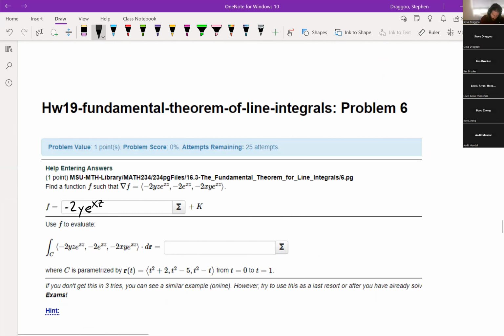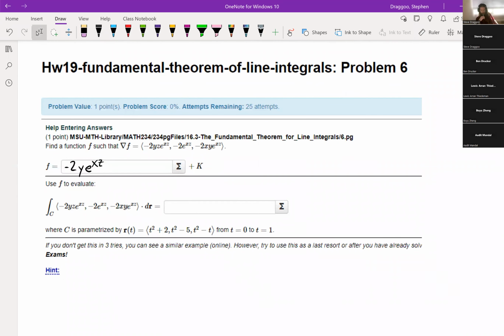All right, I think I've got one more problem that I want to do all out. So let's take a look at it. The fundamental theorem of line integrals, the last section that we cover on the exam. So what do we want to do here? Find a function f such that the gradient of f is equal to that expression. And then we're going to use that function to evaluate the integral of the gradient f dot dr. And we're going to use the fundamental theorem of line integrals in order to do it.